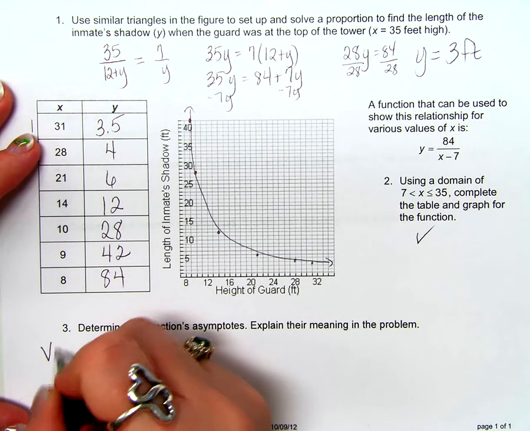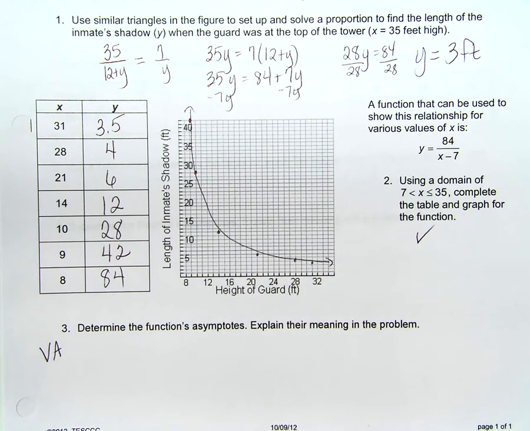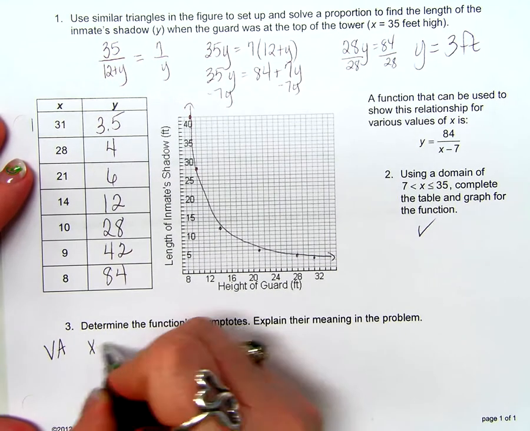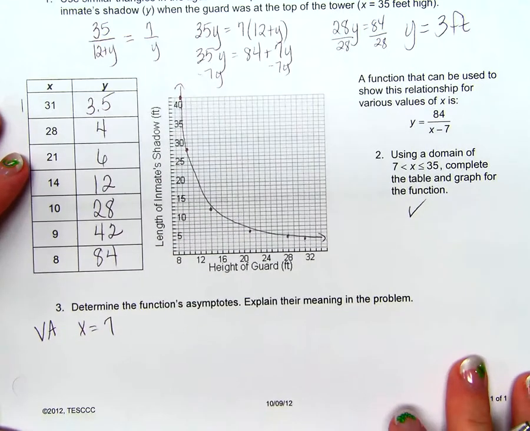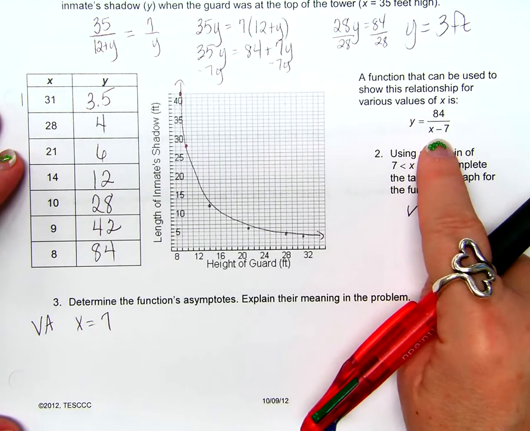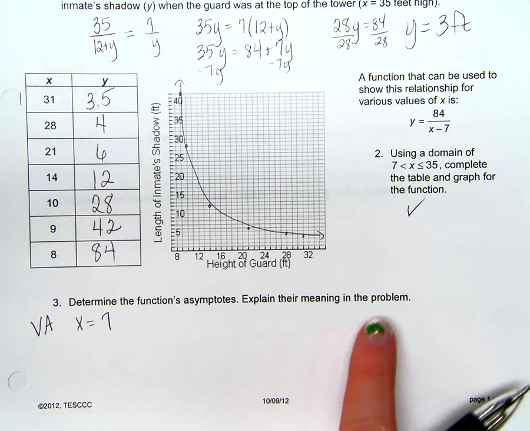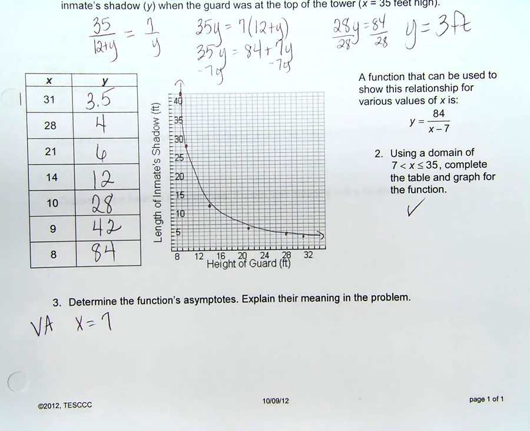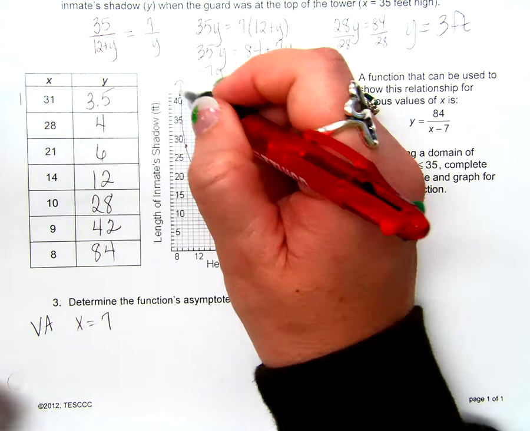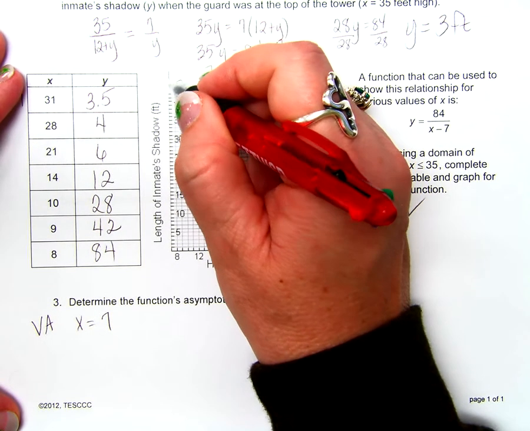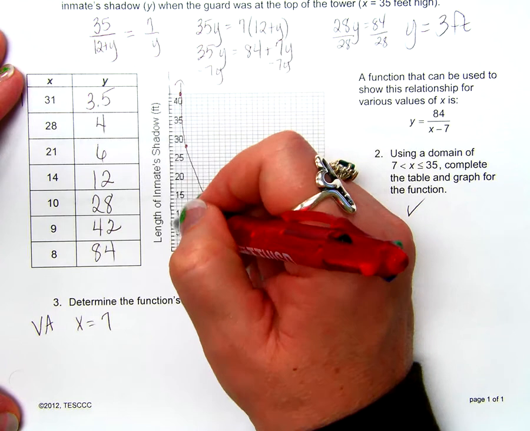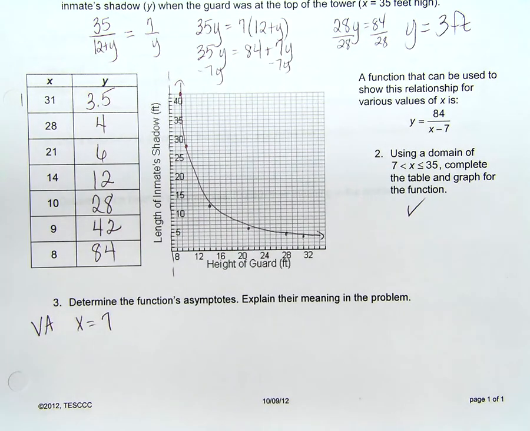So first, Jonathan's telling me a vertical asymptote, and he's saying it's x equals 7. How did he figure that out? Set the denominator equals 0. x minus 7 equals 0, so x equals 7. What does that mean in the problem? The height of the guard will never go below 7. Okay, well, 7 is right here basically, right? That's x equals 7, isn't it? Yep. The height of the guard.